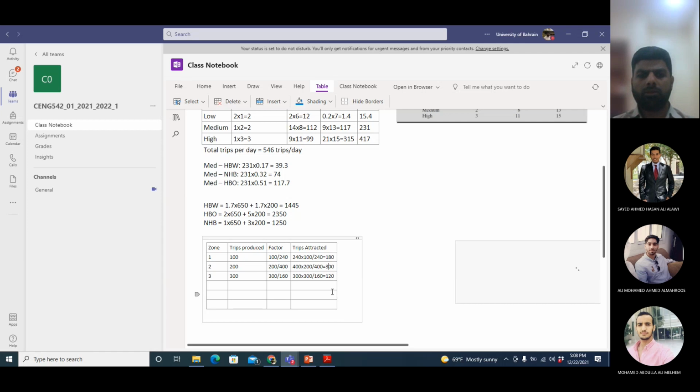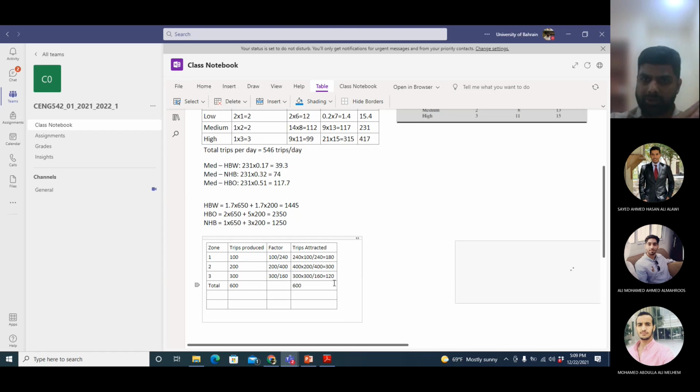Now if you do the total, this total is 600, we already know that. You do the total for the balanced trips now: 180 plus 120 will be 300, plus 300. So this is also 600. This is also now 600. So this is how you do the balancing.